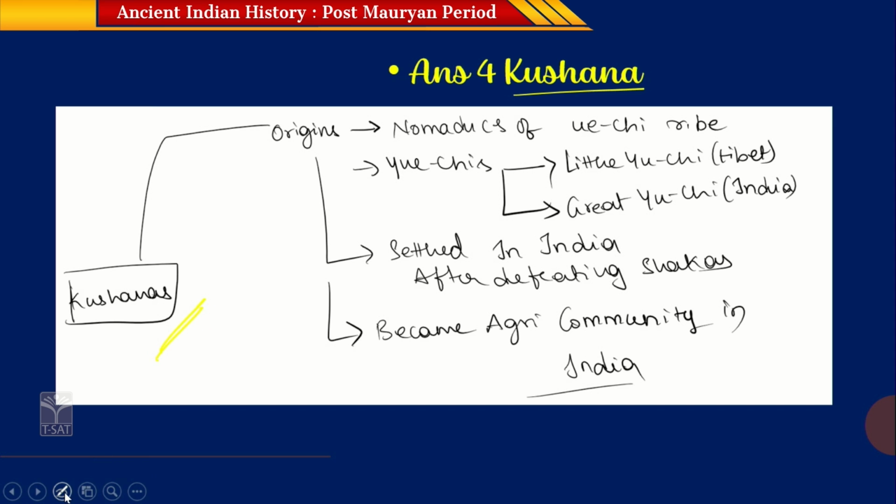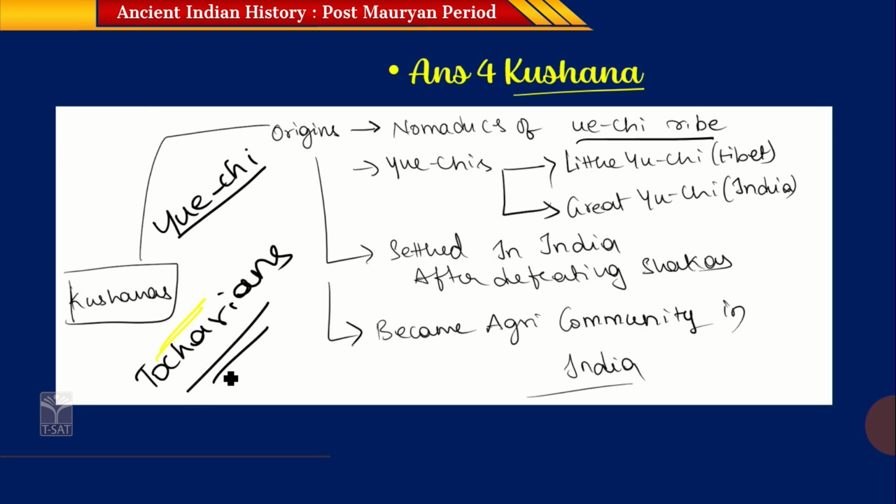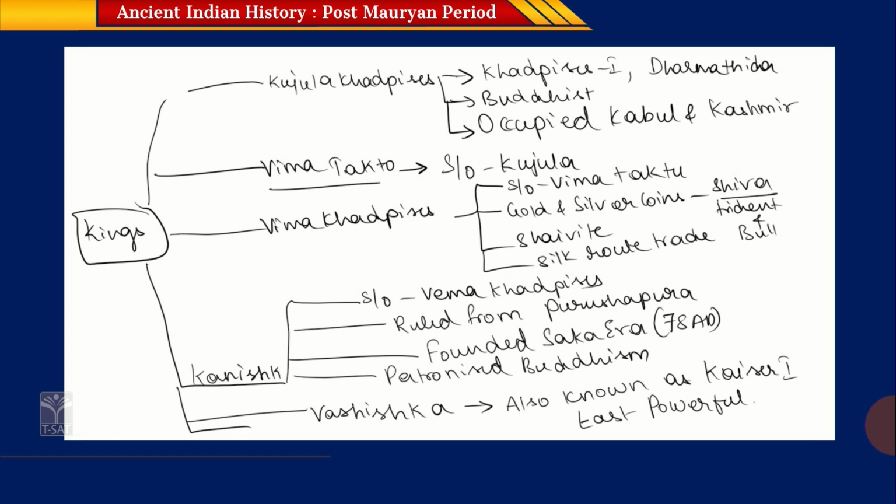Kushanas were essentially a nomadic community coming all the way from Central Asia. They belong to the Yuezhi tribe. They are also called Tocharians because Kushanas speak the Tocharian language. There were 2 communities of Yuezhi: the little Yuezhi, which we mainly see in Tibet, and the great Yuezhi, who eventually came to India and settled in India. They settled here after completely defeating the Shakas, and initially they were a pastoralist and agricultural community in India.